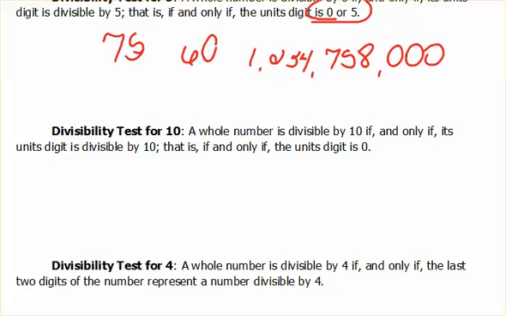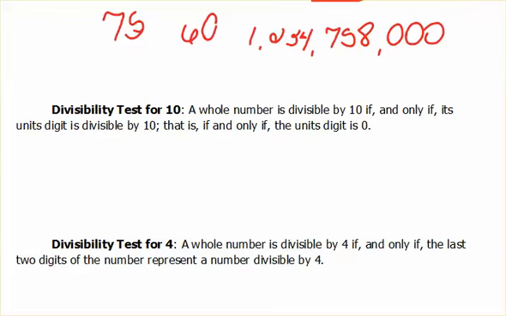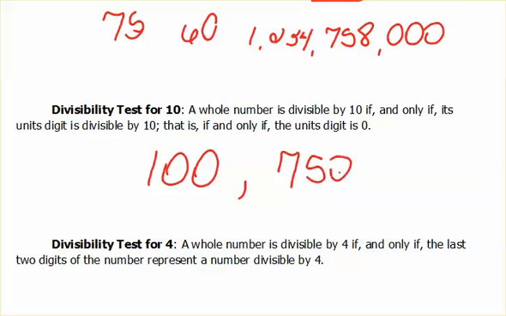Then we also have the divisibility test for 10, which you probably have seen and know well. In order for a number to be divisible by 10, you're looking for that units digit to be 0. So anything that ends in a 0 is divisible by 10. We would be talking about things like 100 or even maybe 750. Anything like that would be divisible by 10.